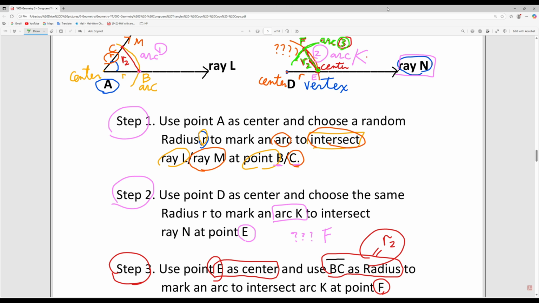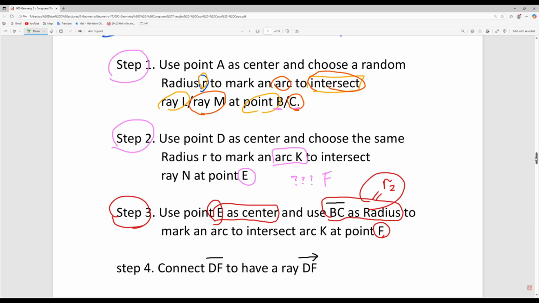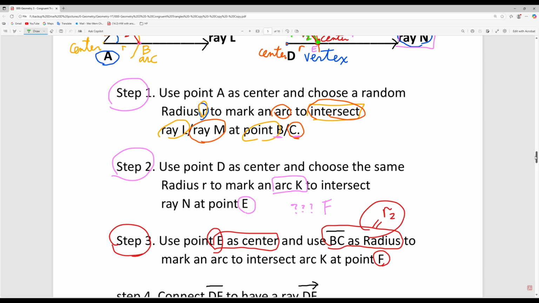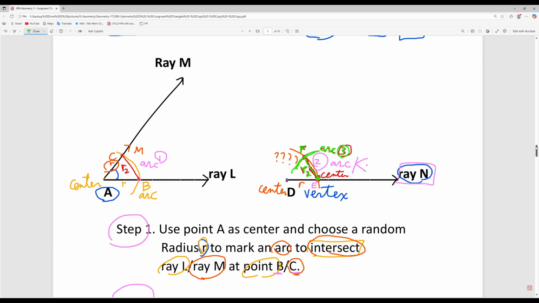So with these 3 steps, then you have DEF. Okay. So you connect DF to have red DF. So here I connect DF. Let me use black color. I connect DF. My drawing is kind of ugly, huh? Connect DF, and then keep going.